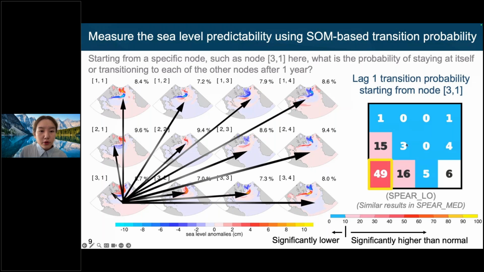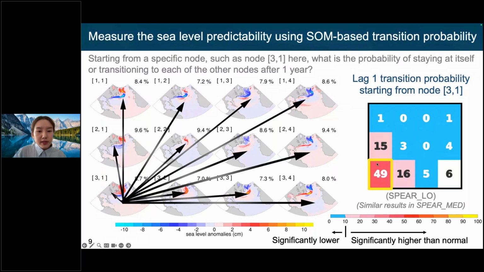This figure shows the lag 1 transition probability table, and the yellow box shows the starting point, that is our node 3.1. The positions of these nodes correspond to the positions of these numbers. The reddish color shows significantly higher than normal probability, and the bluish color shows significantly lower than normal probability.